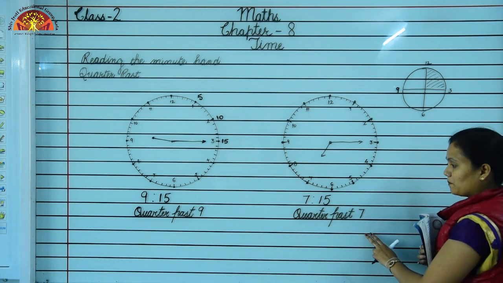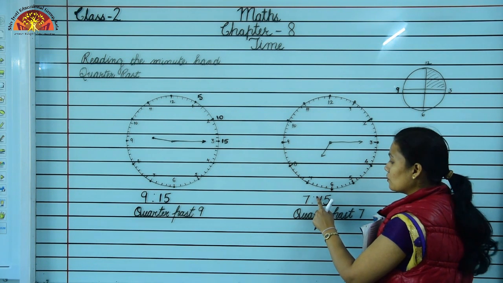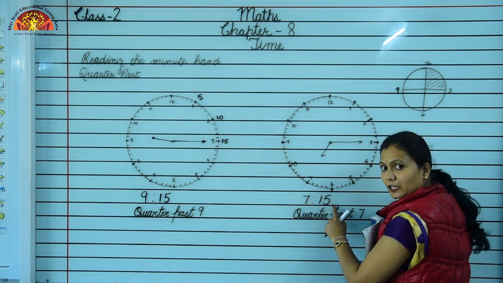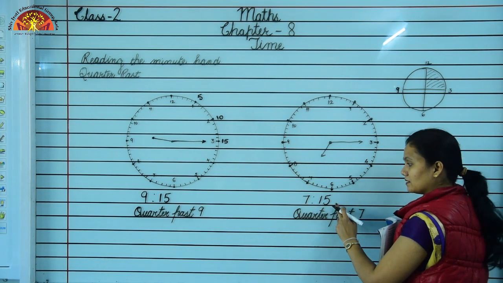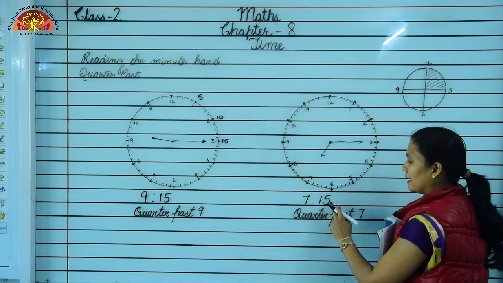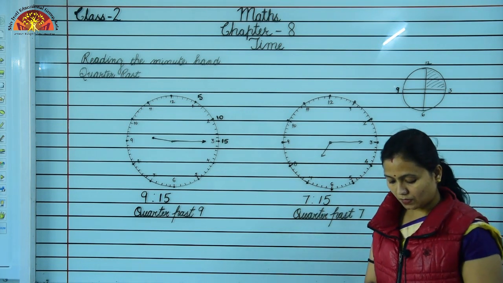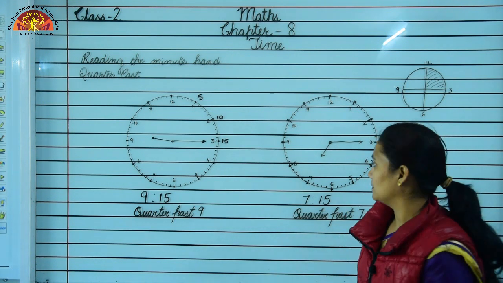Now you can see these two dots. This represents 7 hours 15 minutes, meaning it separates hours and minutes: 7 hours and 15 minutes. Now let's see half past.